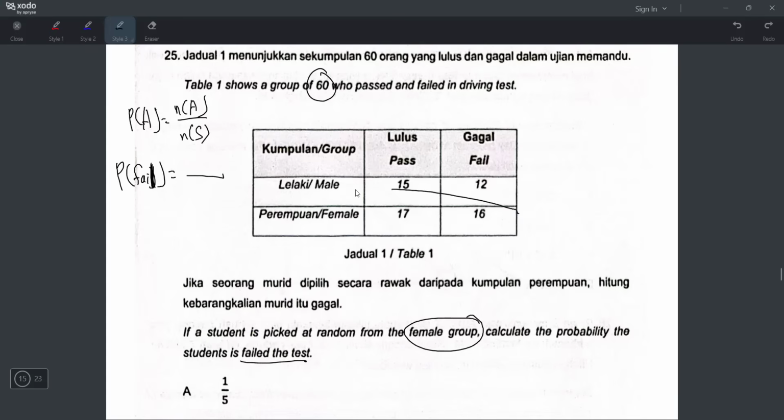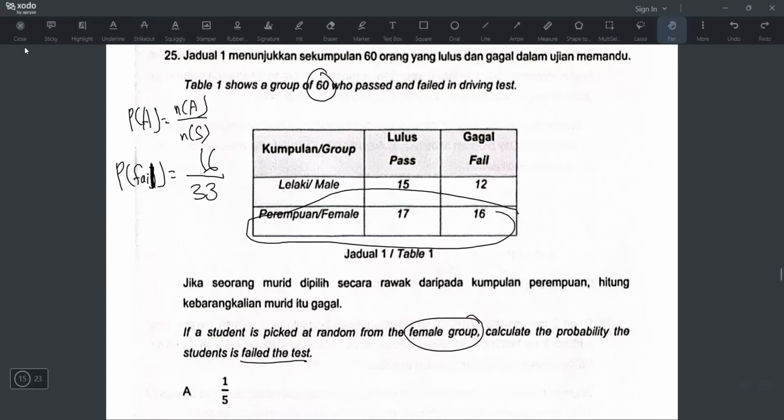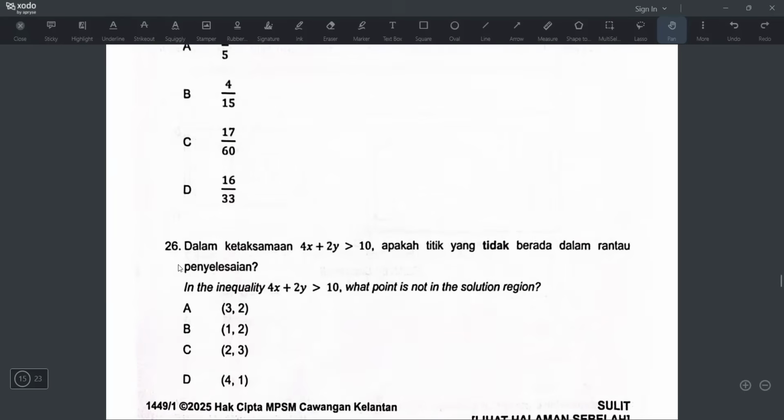Yeah, it's not 60 because they already said it's picked from the female group only. So let me circle for you. Female group is this one. That means the total is not 60. It's 17 plus 16, which is 33. So the n(S) total is 33. But what about the n(A)? The n(A) will be the number of fail. And the number of fail for female is only 16. So this is the answer. Okay, 16 over 33, I don't think you can simplify it. So yeah, that's the answer. D.